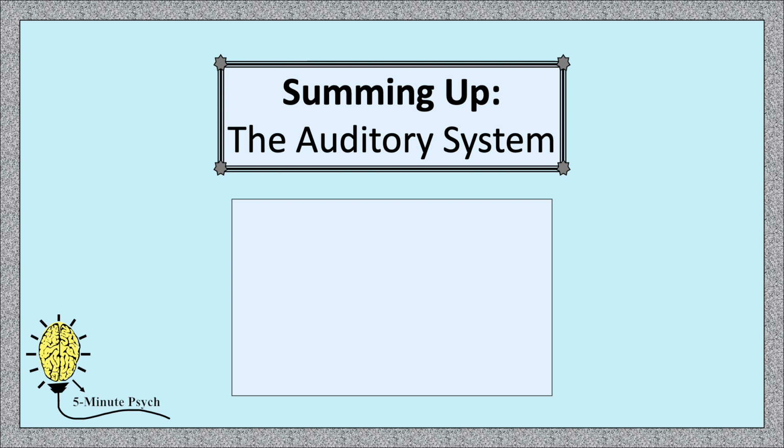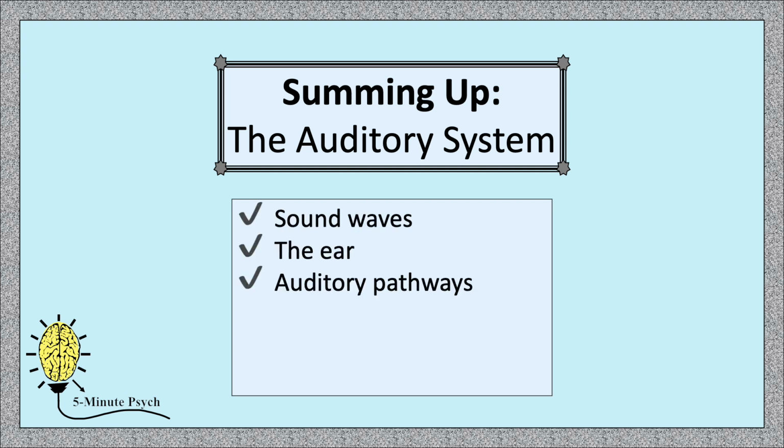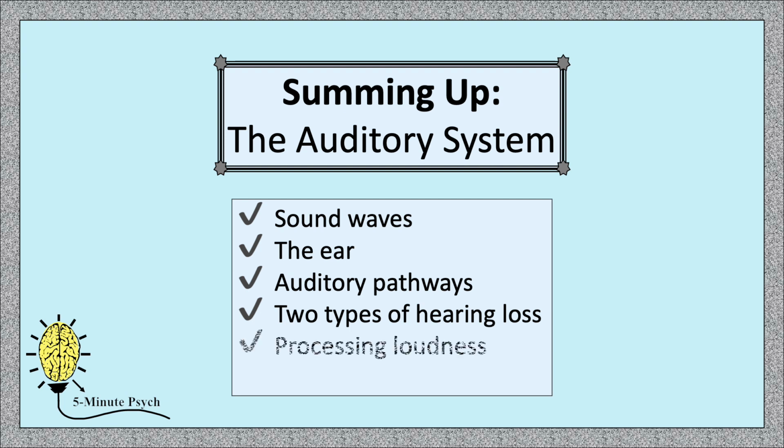Well, we explored our auditory system by starting with the stimulus that we perceive, sound waves. Then we looked at key parts of the ear before tracing the path that auditory input travels in the brain. Finally, we discussed two types of hearing loss, and we considered how the brain processes loudness and pitch. Now, aren't you glad you had 5 minutes?